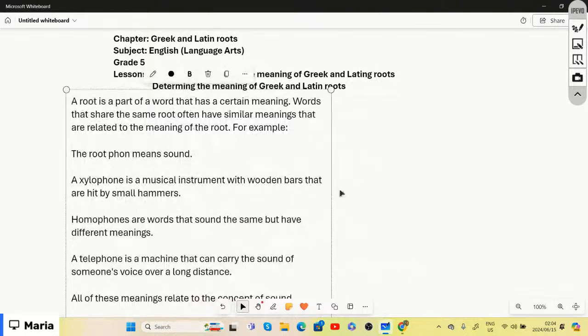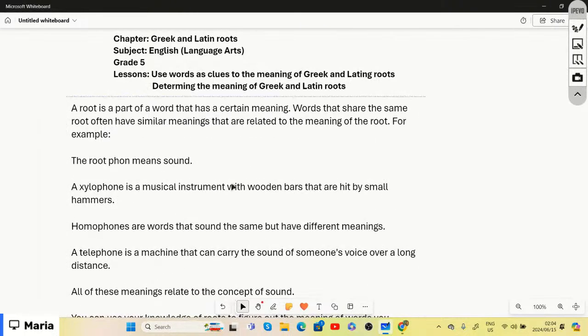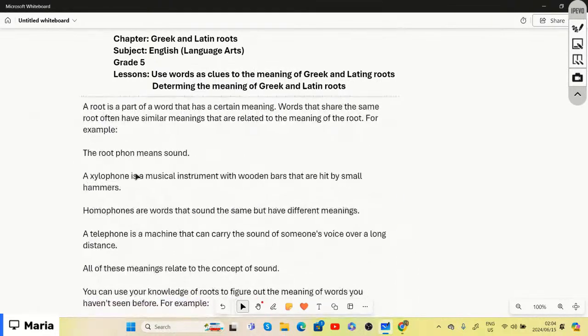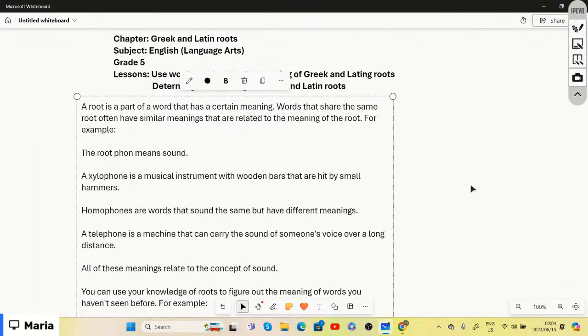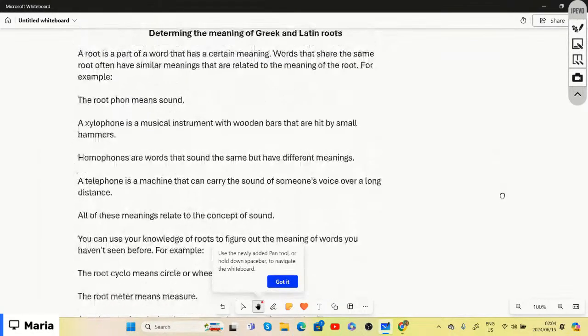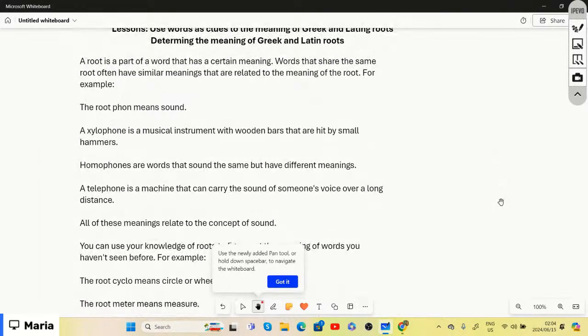Today, we'll be doing our grade 5 English lesson on Greek and Latin roots. All right, so we're going to be doing Greek and Latin roots.